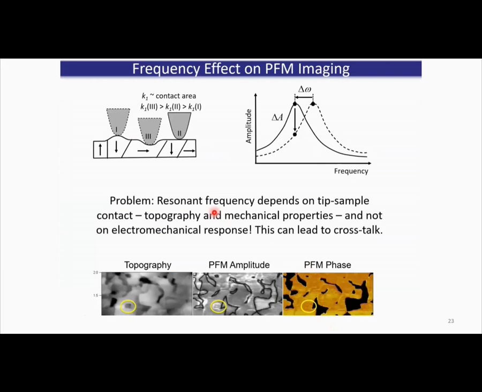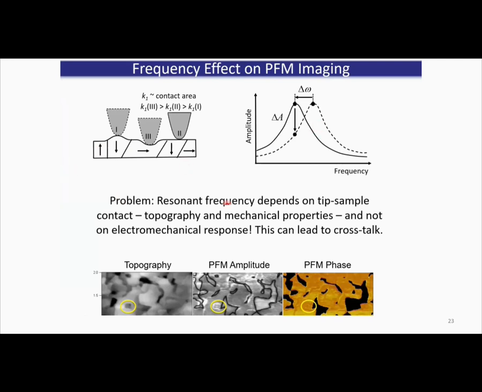One of the drawbacks of operating on resonance in AFM is that you can end up having quite a significant shift in this contact resonance owing to different mechanical properties. Say the stiffness is different, so the contact stiffness is different, or just owing to the changes brought about by different tip-sample contact areas due to the roughness of the sample, for instance. And this shift can lead to crosstalk.